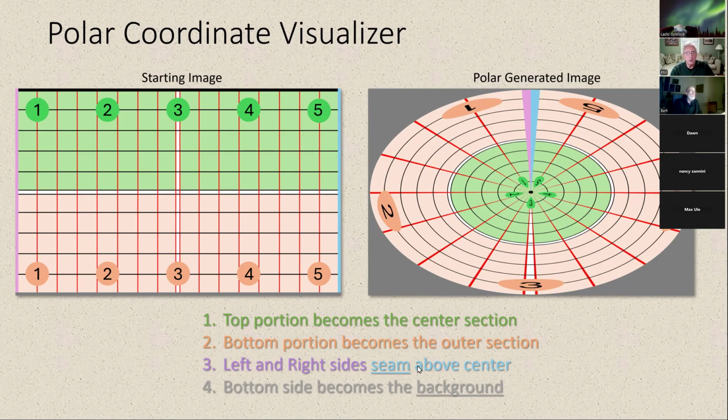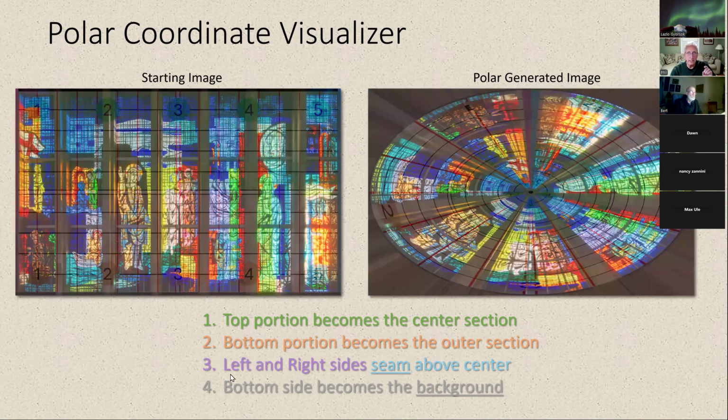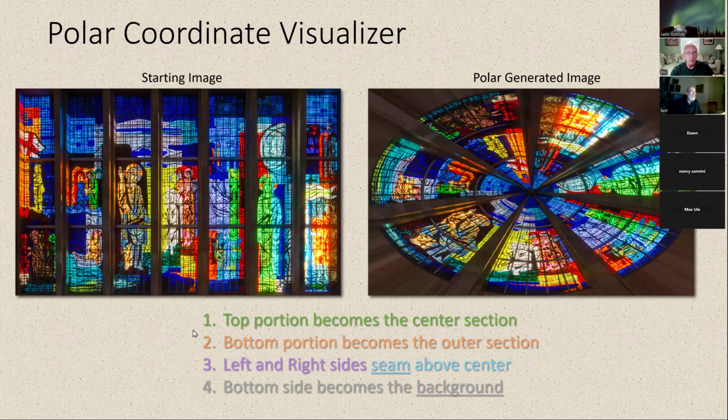And so these are the 2 things you're going to need to address when you go into this polar coordinates. And I'll show you how we address each one of these. But the reason that this image worked was because the left and the right sides are both on the frame, right?